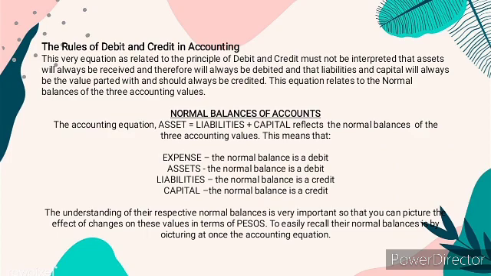So, remember, guys, DC, ADE, LER. D stands for debit, C stands for credit. ADE belongs to debit, which means asset, drawings, expense, while LER belongs to credit. LER means liabilities, equity, and revenue.